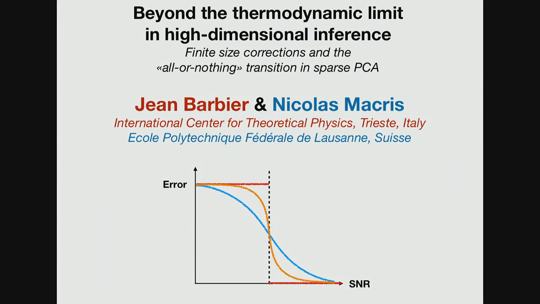So I will discuss results that are very connected to the previous talk about this all-or-nothing phase transition. I focused on a problem that is sparse principal component analysis, which is connected to the planted clique problem that Scott just discussed. These are joint results with my friend Nicolas Macris from EPFL.